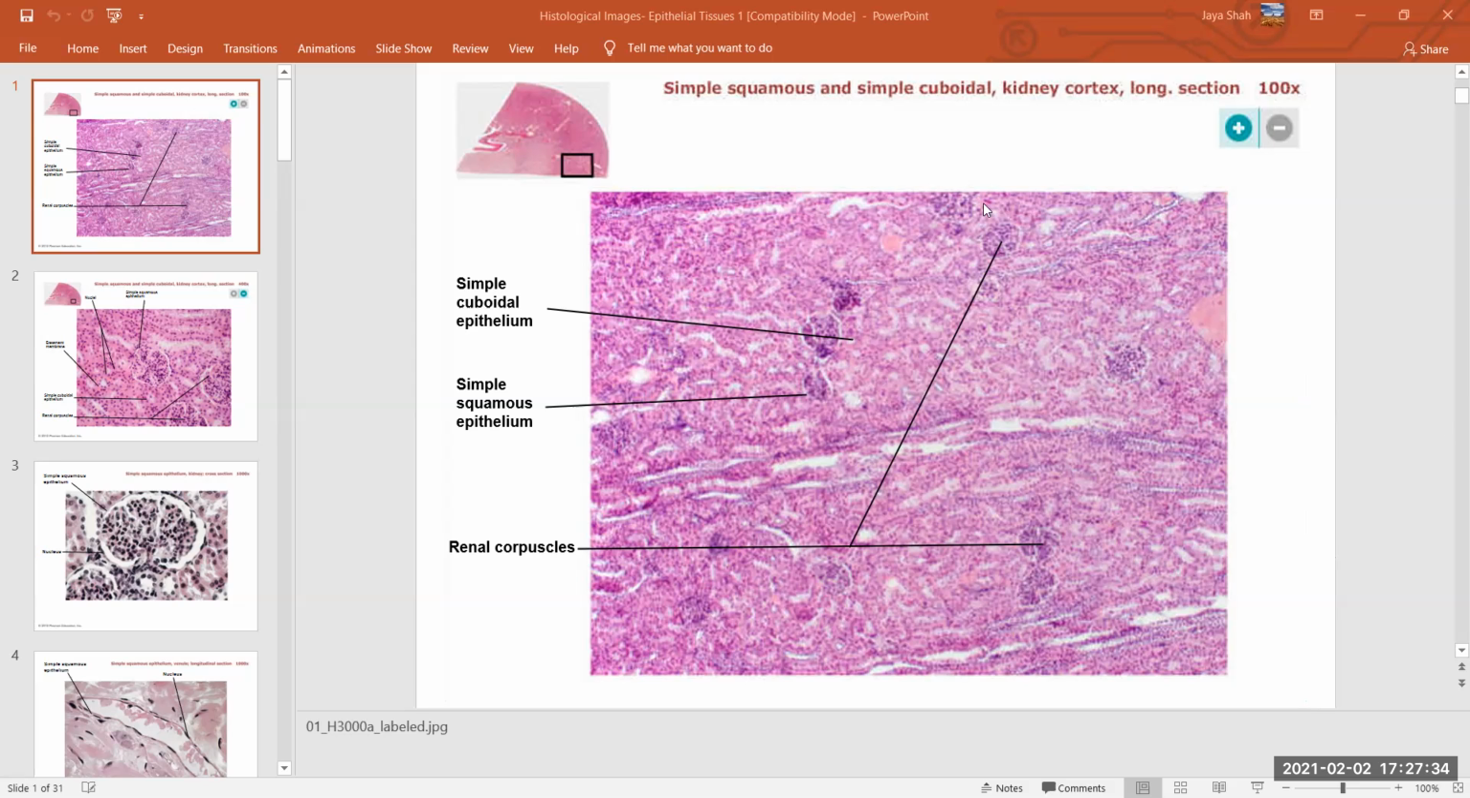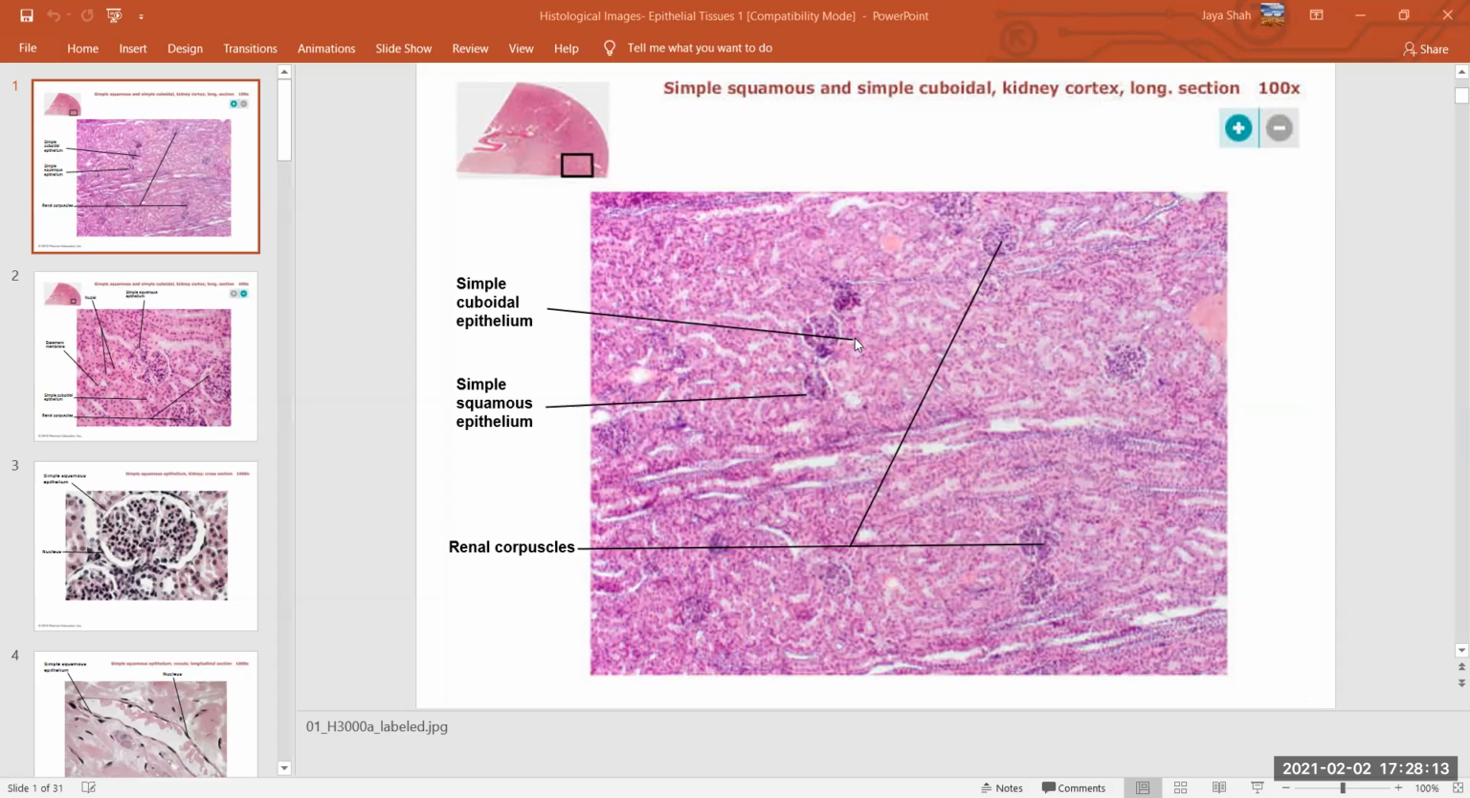So here, this is a section of simple squamous, and this is from the kidney. In the kidney, you have renal corpuscles. There is not only one type of tissue in the kidney, there are several. You see these are the tubes, the white area, and then there is a renal corpuscle where there is a glomerulus. Around the glomerulus, you see a whitish area. Around that whitish area, there is simple squamous epithelium.